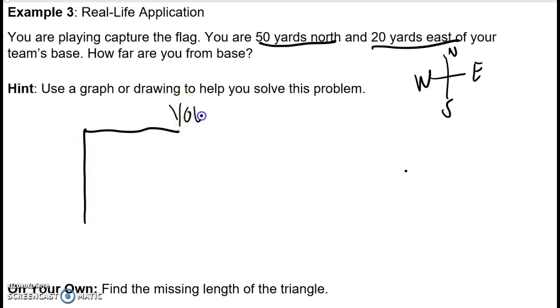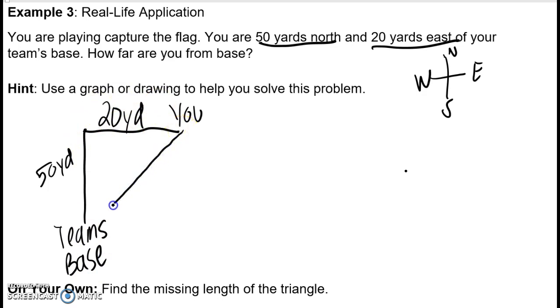So you are here, you're 50 yards north. This is your team's base, 50 yards north, 20 yards east of your team's base. I'm just going to connect it to make a triangle. I know that this is going to be a right triangle. I'm going to label this A and this B. Since this is diagonally across from my right angle, I know that will be C.